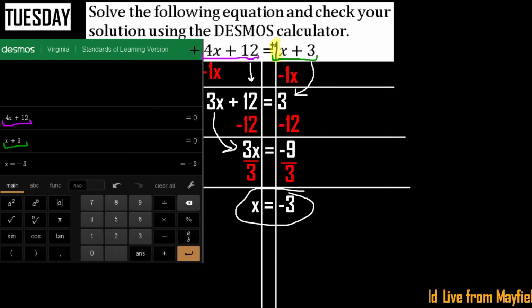And we're saying, okay, I need to get these two values equal to each other. So as long as these two lines are equal, we know that this is our answer. So we know we are good.